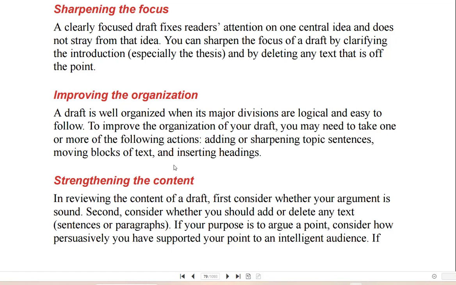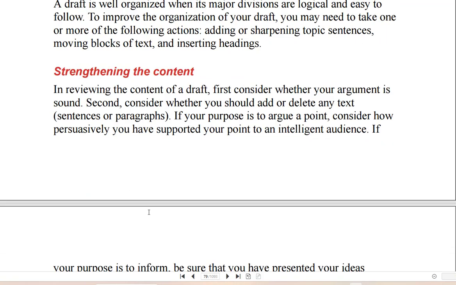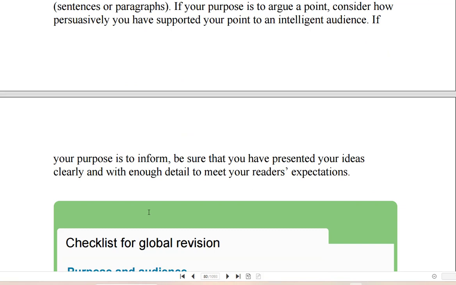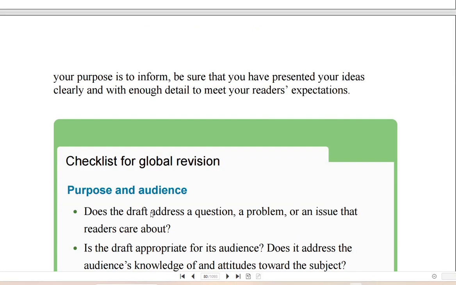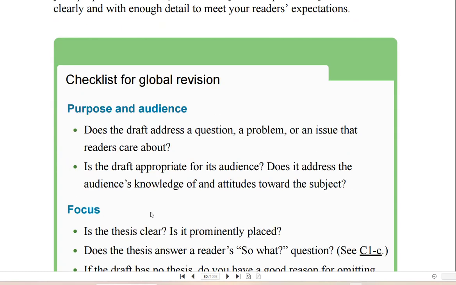In reviewing the content of a draft, first consider whether your argument is sound. Second, consider whether you should add or delete any text, sentences, or paragraphs. If your purpose is to argue a point, consider how persuasively you have supported your point to an intelligent audience. If your purpose is to inform, be sure that you have presented your ideas clearly and with enough detail to meet your readers' expectations. So here is a checklist for global revision.